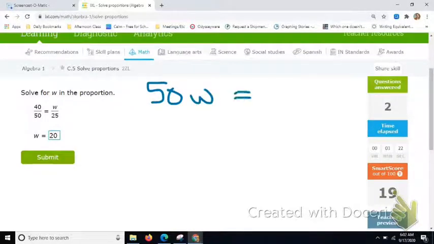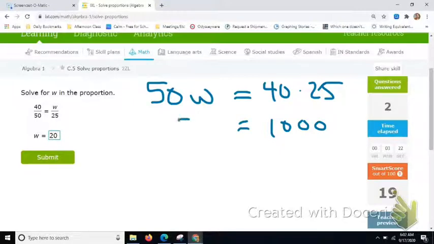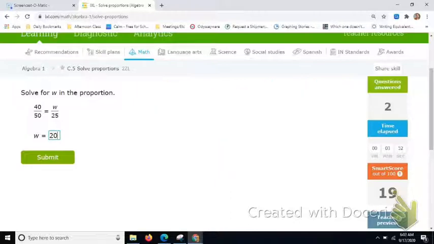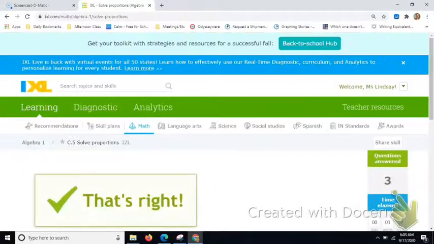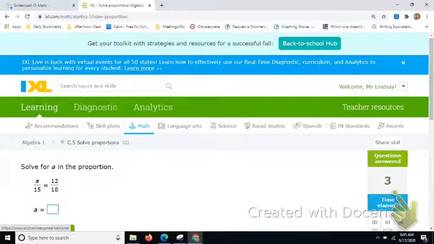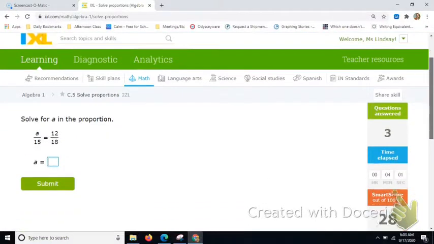50w crisscross is equal to 40 times 25, which is 1,000. And then if I divide 1,000 by 50, that's where I get 20. That's not what I did initially, but both ways give us the same answer. So again, this one I couldn't use that strategy.